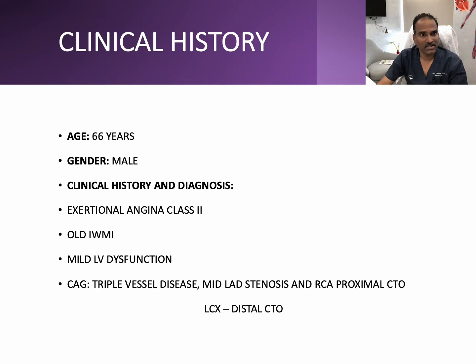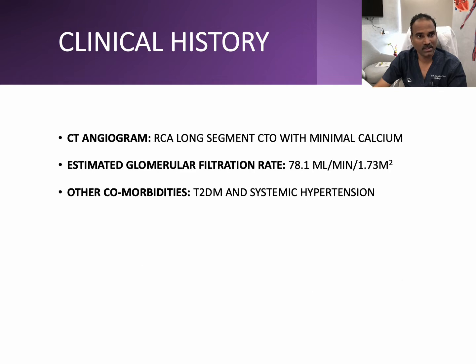My case is a 66-year-old male who came with exertional angina class 2. He had an old inferior wall MI and mild LV dysfunction. CAG was done showing triple vessel disease with mid LAD stenosis, RCA mid total occlusion and LCX distal total occlusion. CT angio showed calcium within the CTO in the right coronary artery, and his eGFR was 78 ml.